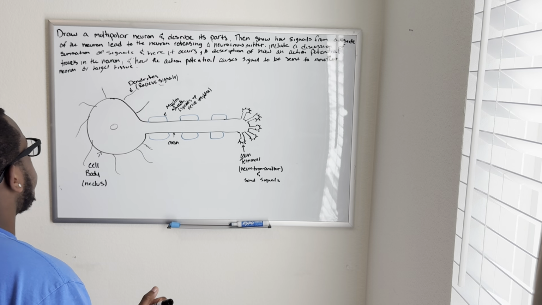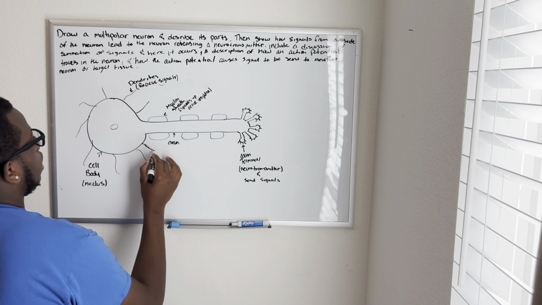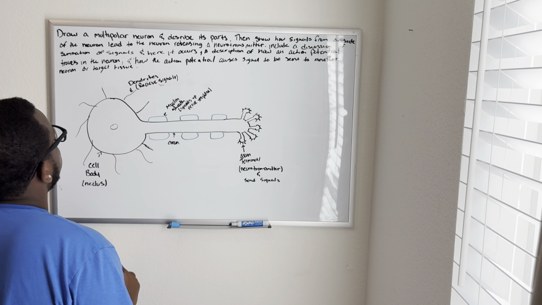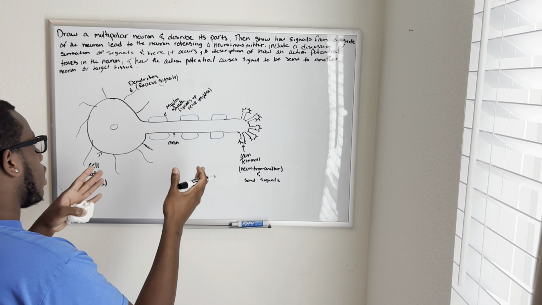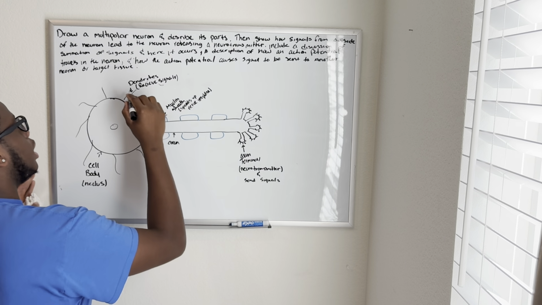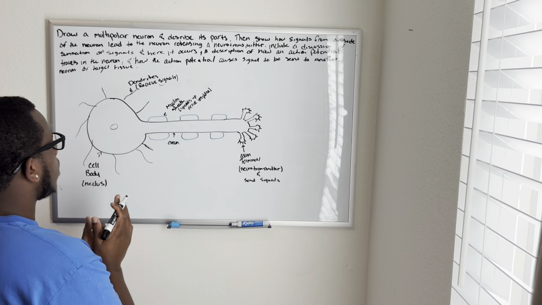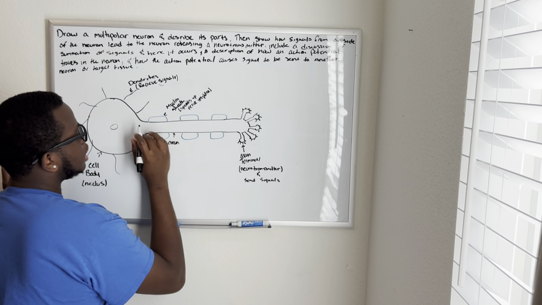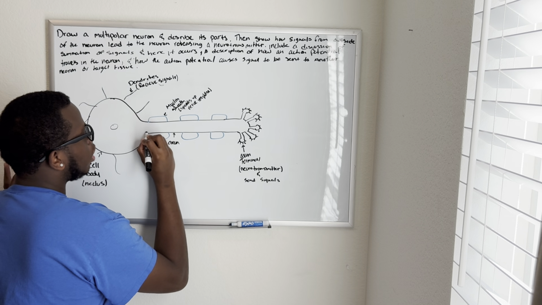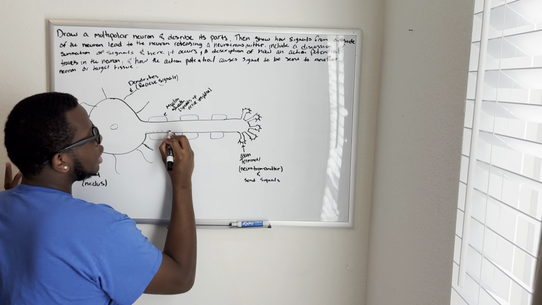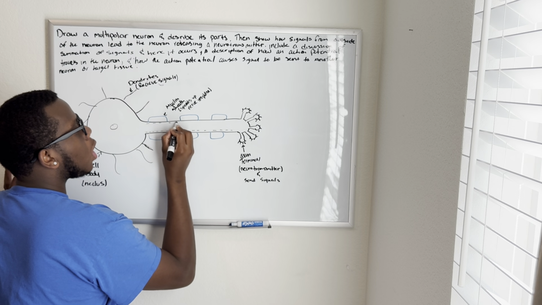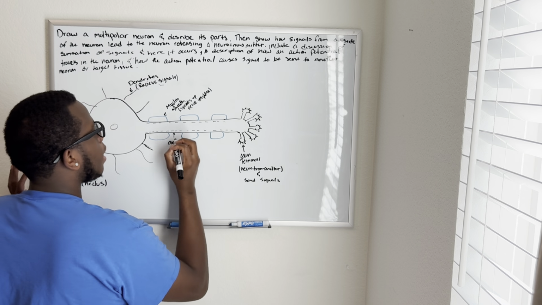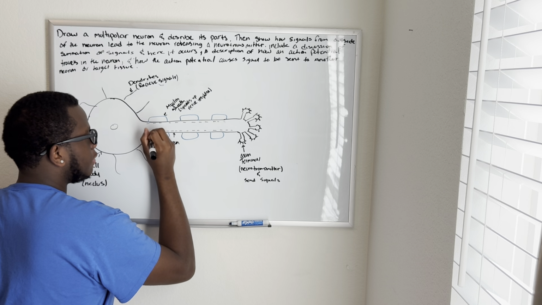Okay. So when a signal comes in to that neuron, it starts here at a dendrite. The dendrite gets the signal, and it travels through the cell. Once it gets to here, the inside of the cell is negatively charged, and outside is positively charged.